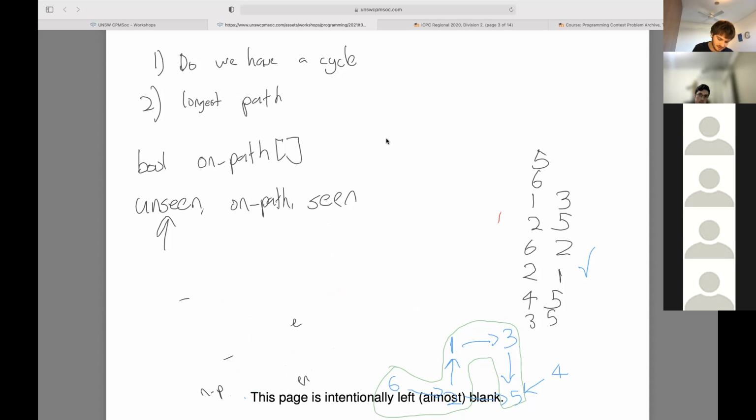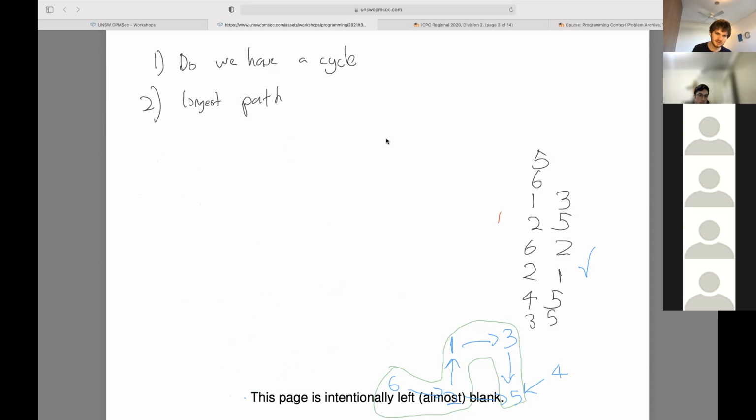Now we want to find the longest path in the DAG. This is a fairly well-known and classic problem, and there are quite a number of solutions to it. I will describe two solutions: a dynamic programming solution and also a greedy solution. We have our DAG, and I'll draw it out. Here we have 6 to 2, 2 to 1, 1 to 3, 3 to 5, 2 to 5, and 4 to 5.